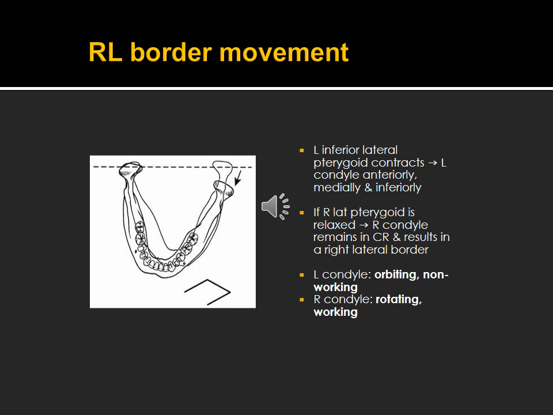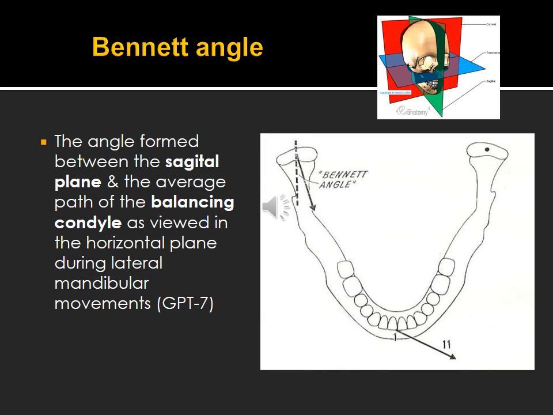So if we combine the right lateral with the left lateral border movements, we end up with the full shape of the border movements in the horizontal plane. This is a very important thing to understand. For example, if the patient wants to move toward the left side, we said the right side will be the orbiting or the non-working or balancing condyle. So all these terms are the same.